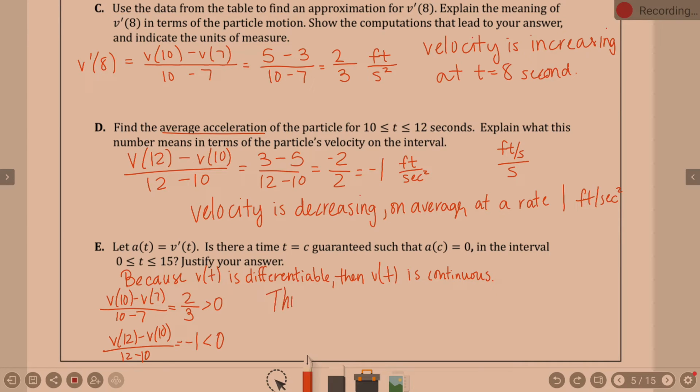And so I can say, thus, a of t equals 0 on the interval. Now, it just asked about 0 to 15. We can at least narrow it down to 7 to 12, right? So I'm going to say on 7 to 12, 7 less than or equal to t less than or equal to 12. And how do we know this? Because v prime of t changed from positive to negative at some point. Okay.